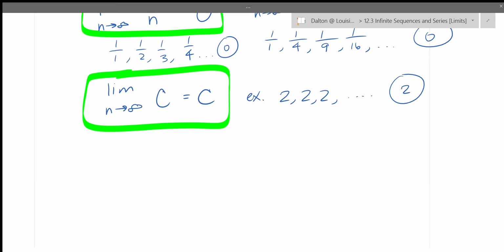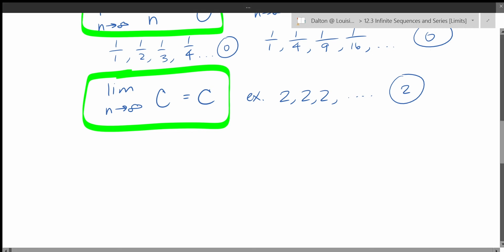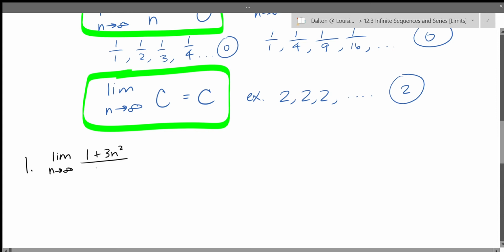Now, instead of just listing out the sequences, I'm going to give you a rule for the sequence, which is just going to look like an equation. So the first one, the limit as n approaches infinity of 1 plus 3n squared all over n squared. Why is it necessary to write limit? Because I'm not just talking about the expression. The question is, what is the limit as n approaches infinity of this expression?